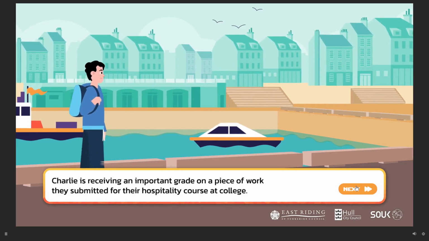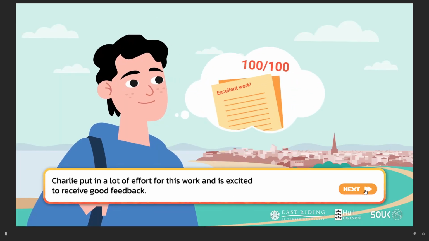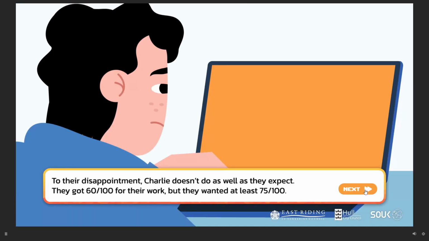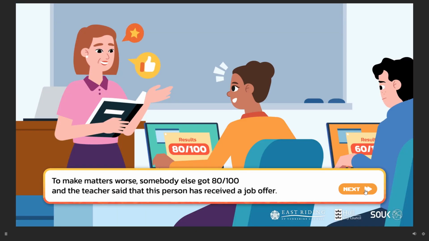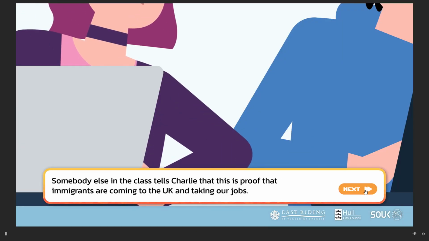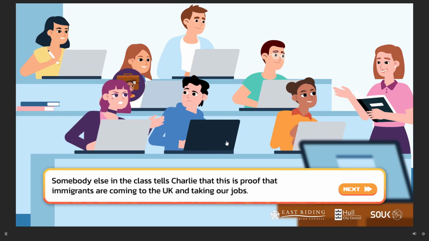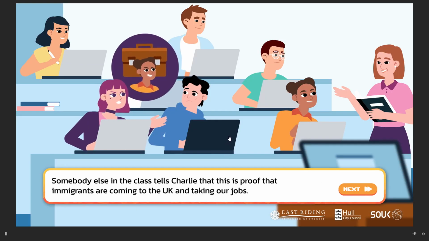Charlie was receiving an important message. Charlie, to their disappointment, somebody else in the class tells Charlie that this is proof that immigrants are coming to the UK and taking our jobs.